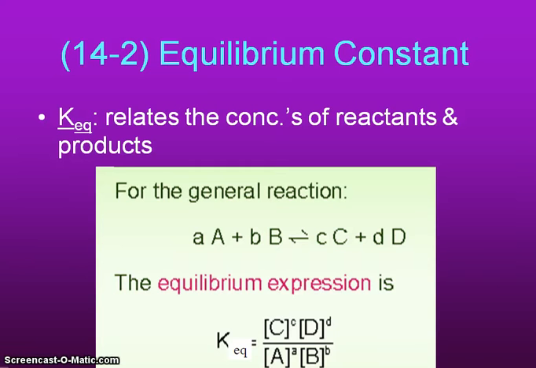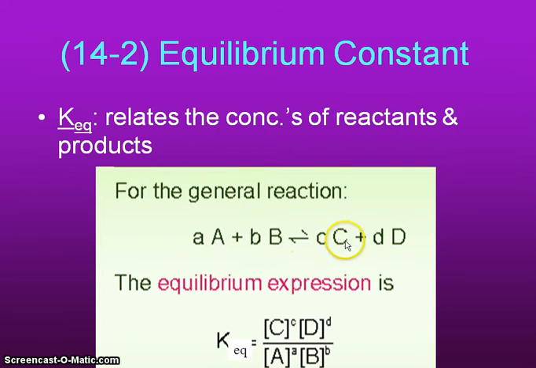In Chapter 14, Section 2, we're going to do some calculations with equilibrium reactions. One of those is going to be the equilibrium constant, or KEQ. And this is going to relate the concentrations of our reactants to our products. So this is a general equation.